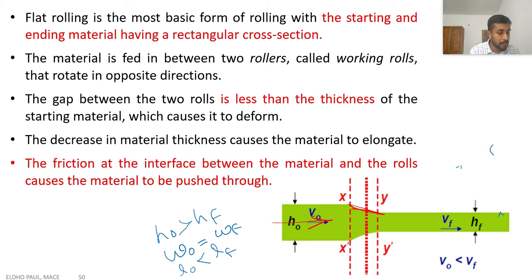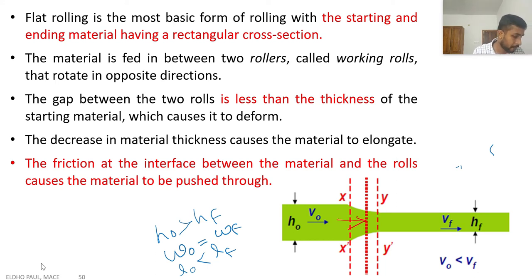Okay, if there is no friction, we would have to apply a push force or pull force at the end of the workpiece. But the friction between the roller and the workpiece helps the movement of the workpiece through the roll gap without any such pull or push. We don't need to give any external push or pull on the workpiece. So the friction is essential, but a very huge amount of friction may form different defects on the workpiece. So we should maintain an optimum friction between the workpiece and the roller for a better, high quality rolled product.